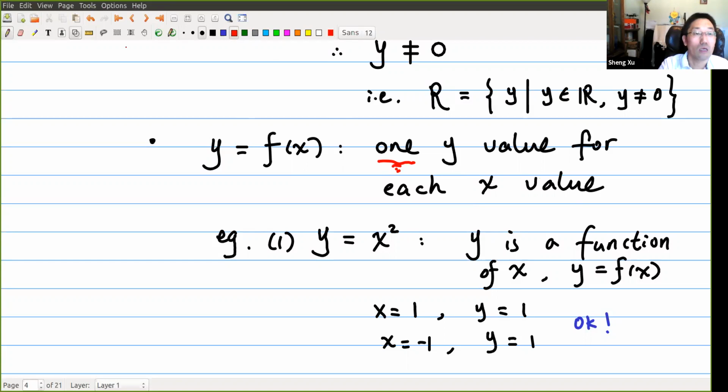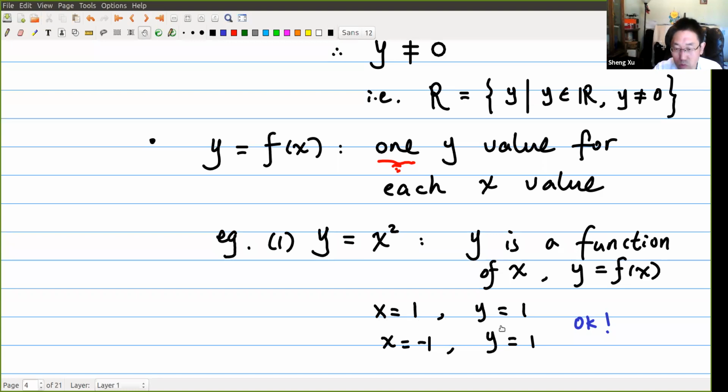So for example, say y equals x squared, that's a function. Why? Because y is a function of x, right? y equals f(x). If you give me x equals 1 as the input, my y is equal to 1. You give me x equals negative 1, y is also equal to 1. Negative 1 squared is also 1. That's okay, right? Even though the two outputs are the same, as long as you give me one input, I don't produce two outputs, that's fine, okay?